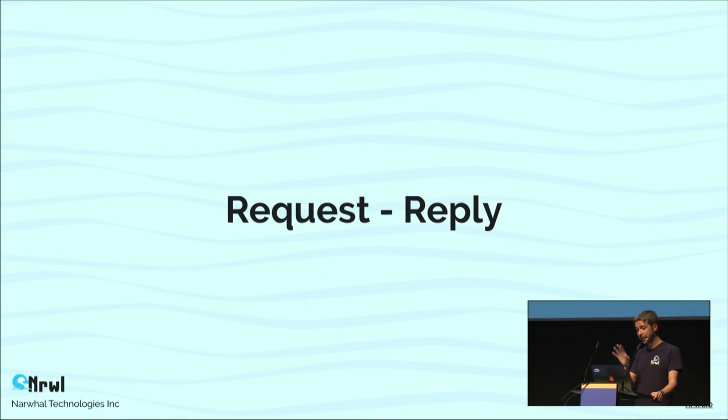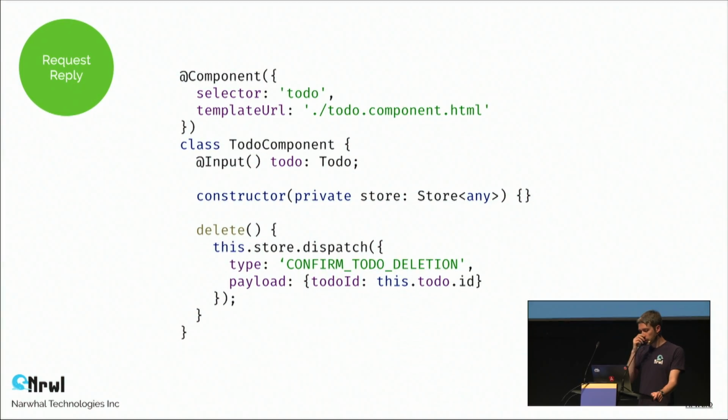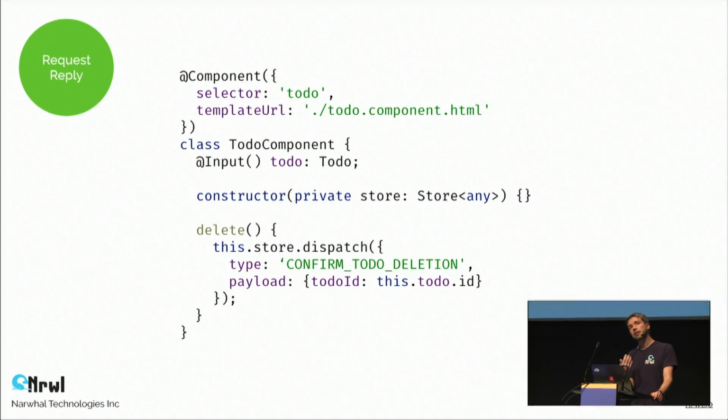The last thing I want to talk about regarding actions is this idea of request reply. Because as I told you, when we dispatch a command, we sometimes may expect a reply. The dispatch method, however, doesn't return anything. So how do we get that reply?